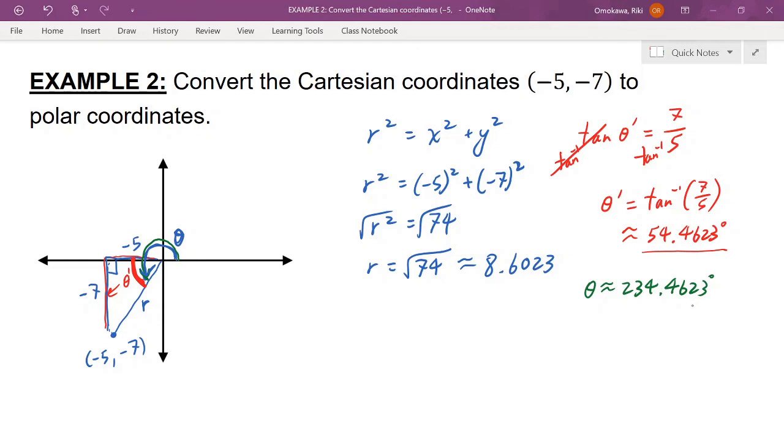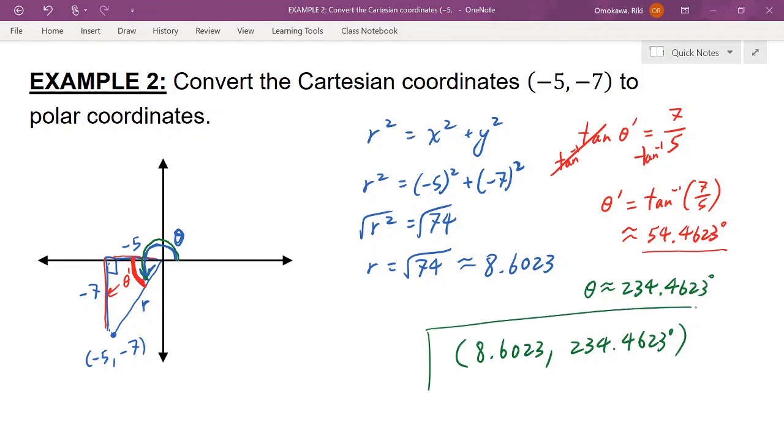We already had our radius. So then our final answer as a polar coordinate then is radius first, so around 8.6023. Again, we could also have written square root of 74 here. And then around 234.4623 degrees. And so there's that same point in 2D space as a polar coordinate.